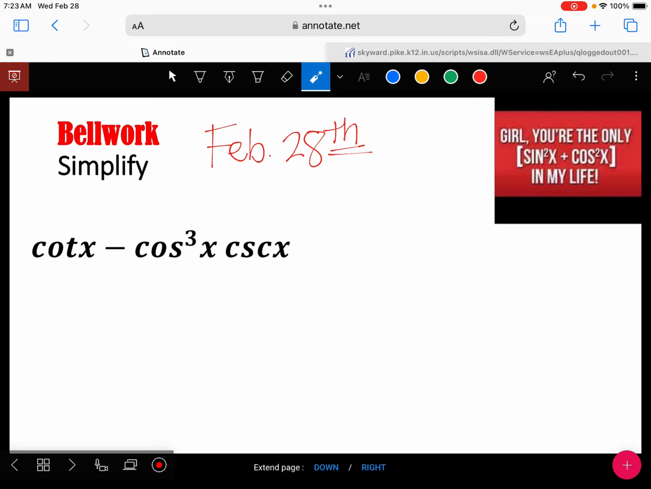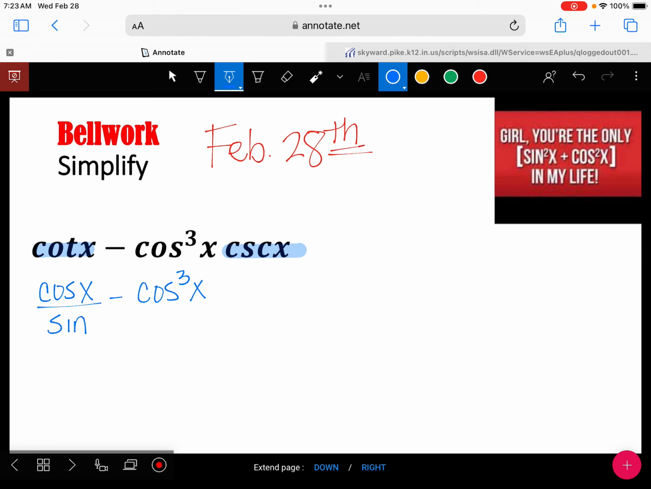So what's the first thing? The first thing I would do is rewrite these two in terms of sine and cosine. What is cotangent equal in terms of sine and cosine? Cosine over sine. So I'm going to write that as cosine over sine. So I have a cosine over sine. And then it's minus cosine cubed x.